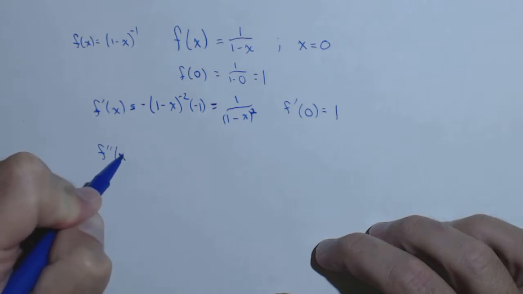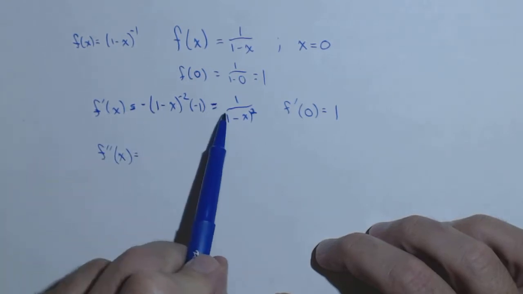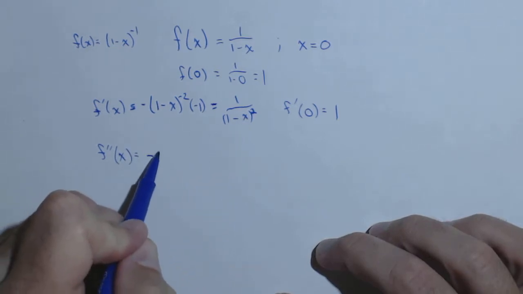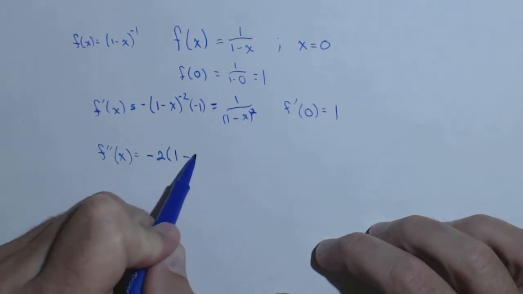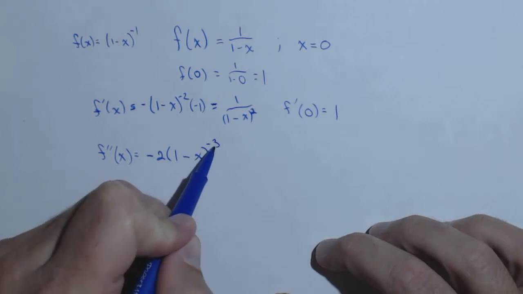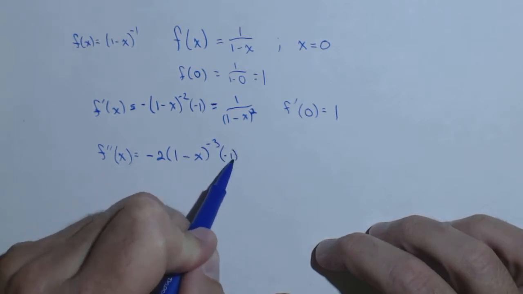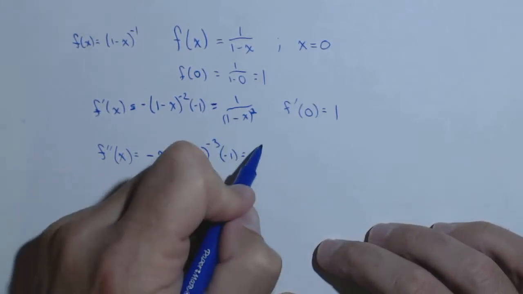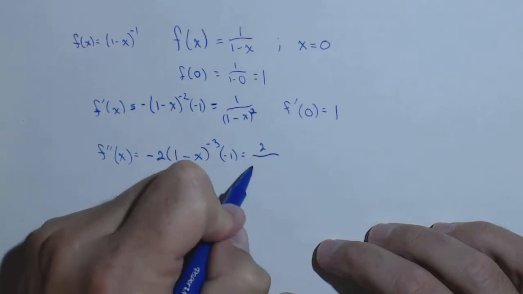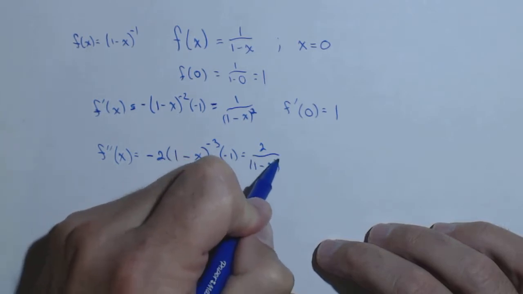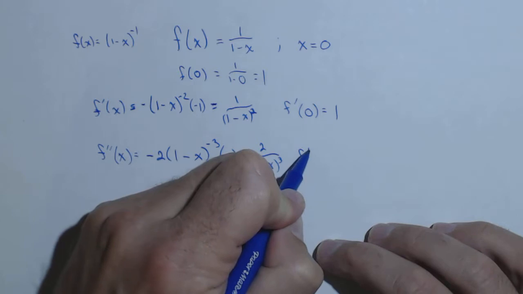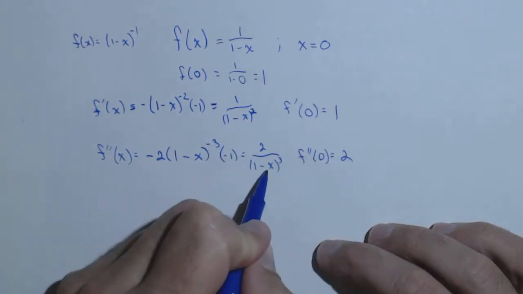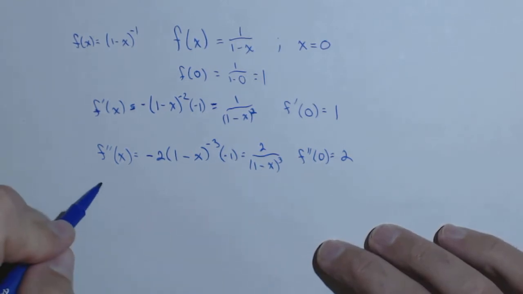Need the second derivative. These negatives will cancel out. This is 1 minus x to the negative 2. So negative 2 times 1 minus x to the negative 3. Once again, times a negative 1. If we want, we could rewrite it this way. That'll become positive. We'll get 2 over 1 minus x cubed. F double prime of 0 equals 2, because we're going to be dividing by 1.